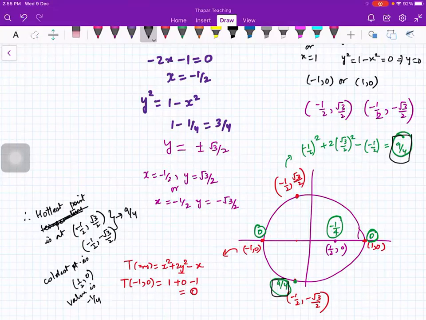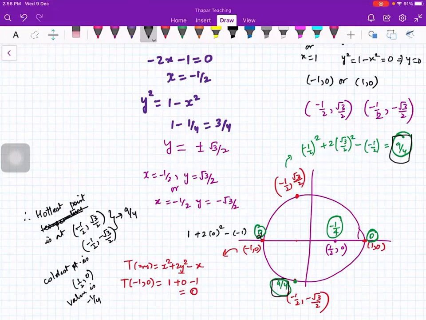Ma'am, the t minus 1, 0 value that we found here, did we get it correctly? X square is 1 plus 2, 0 square minus, okay, just a minute, minus 1 square, minus 1. I'm sorry, beta, you found it wrong.